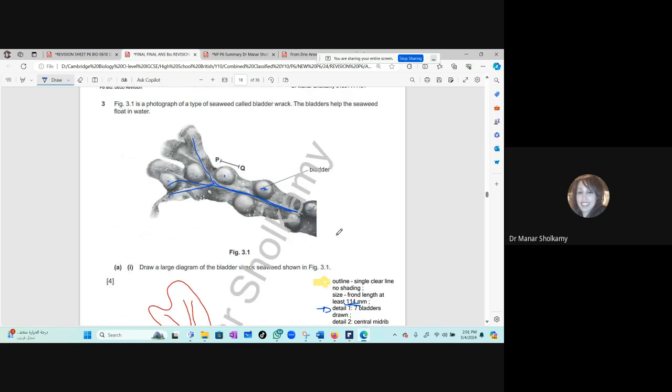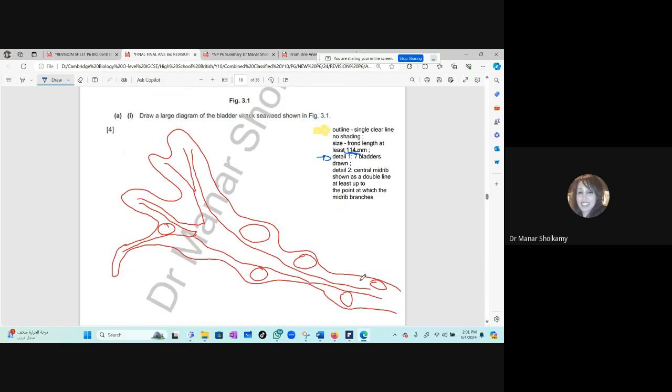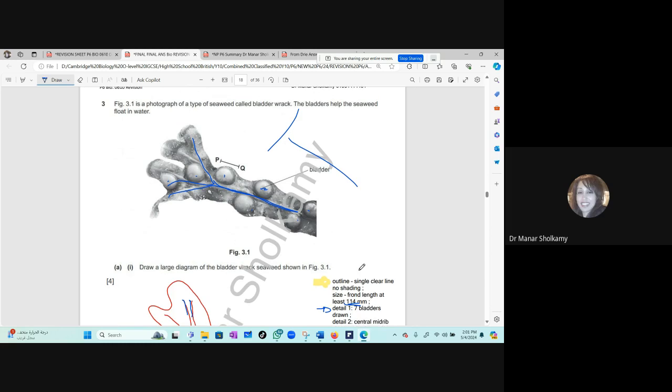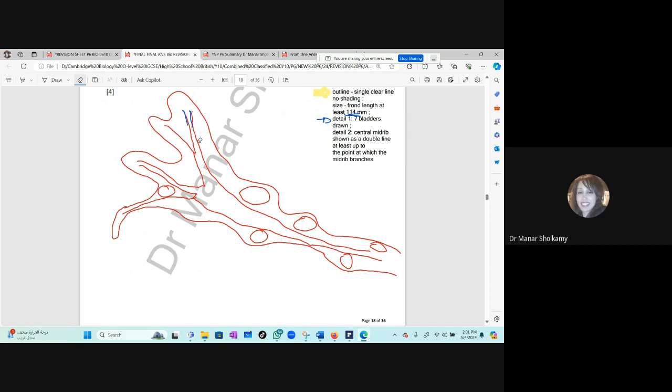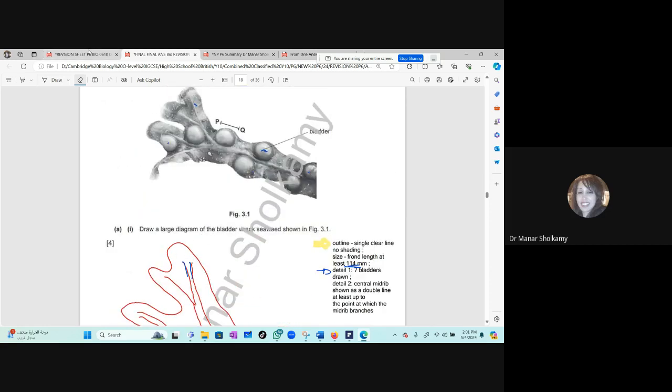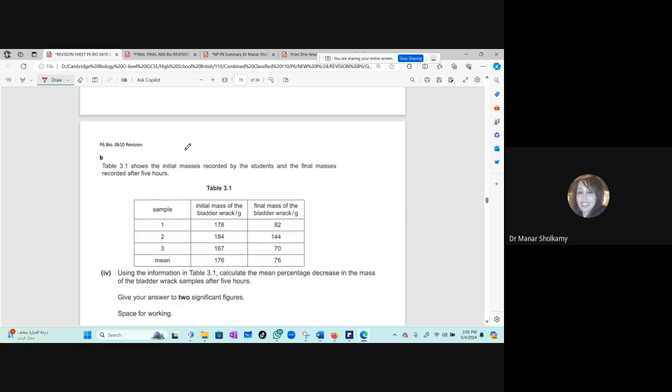So this is one. Don't just draw a line like this. There has to be a double line. This one and this one. Okay. At least up to the point at which the midrib branches. So you have to do it like this. So you have to draw this. Practice drawing this, please, because it was horrible. I tried my best on screen, but my drawing is not good, and I have lots of broken lines and it was a little bit messy. So try to draw it.